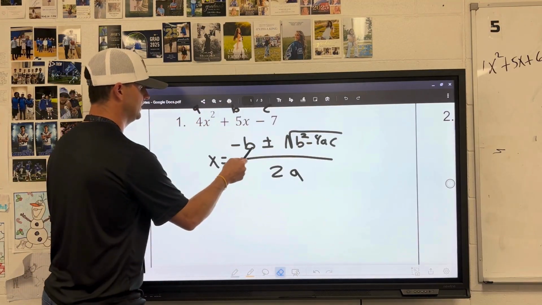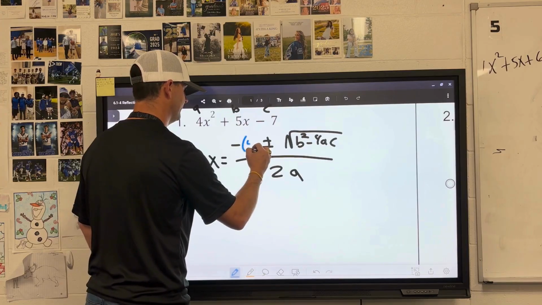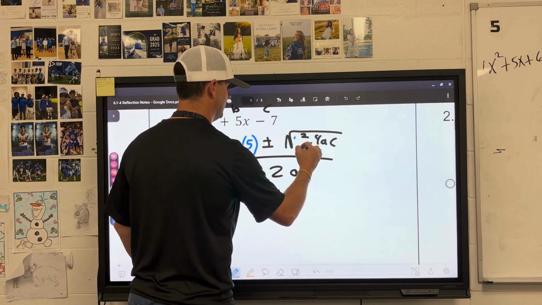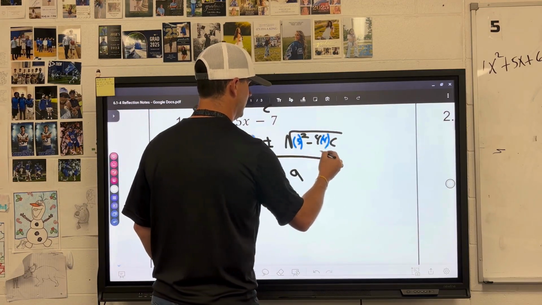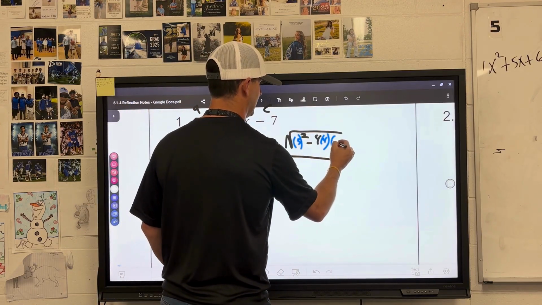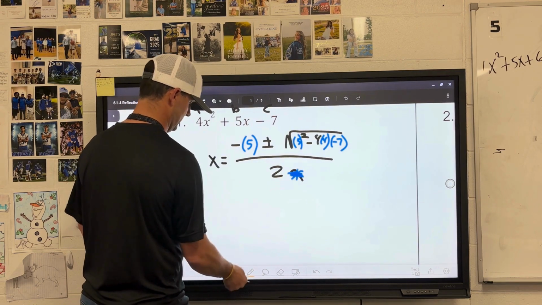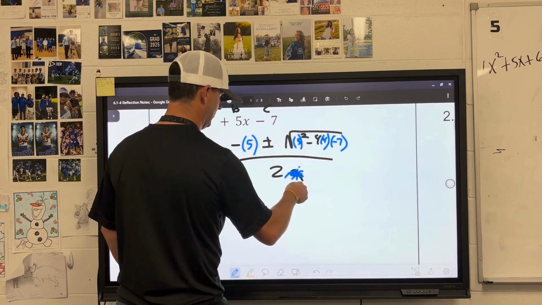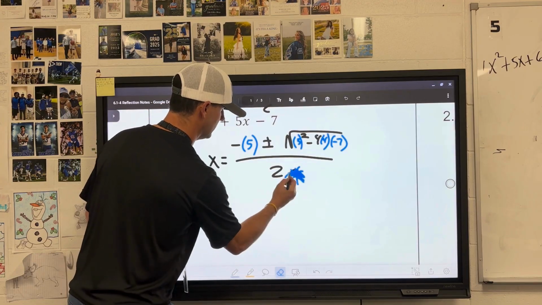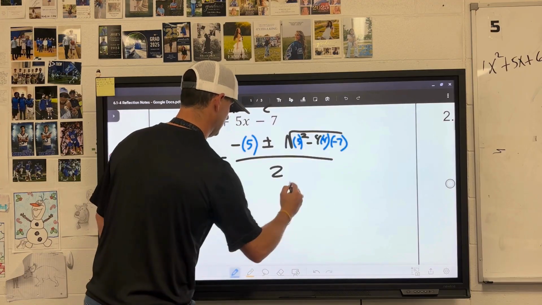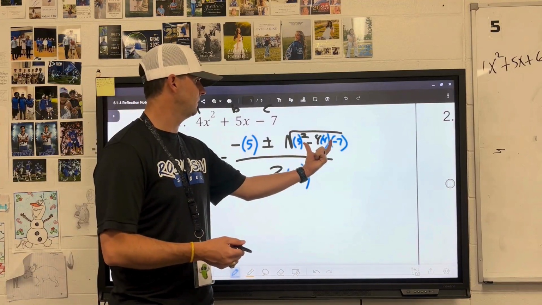I'm going to erase the b, and b is 5 in this instance, so I'm going to plug in 5. The a is 4, so I'm going to plug in 4. The c is negative 7, so I'm going to plug in negative 7. And the a is going to be 4 as well. Okay, and now my a is 4. Man, that took a while to do. Okay, so now I'm going to do what's inside the parentheses.